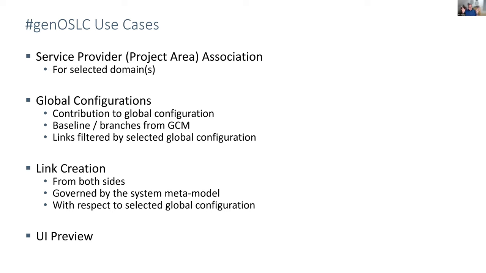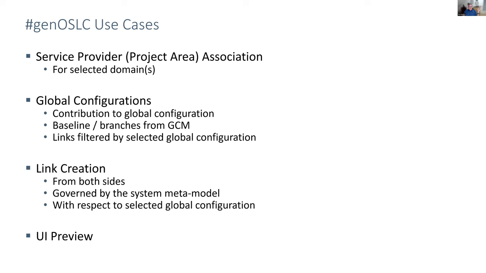Link creation from both sides. That means if I'm in one tool, I can create a link on the other side. If you're in your native tool that genOSLC is supporting, then you can create a link from that side. And this link creation is governed by the customizable system meta-model, and of course with respect to the selected global configuration. That means we'll create the link in the right place. We'll either create it on the local side if it's stored locally, or we'll create it with a get and a put on the other side if it's stored there. Again, that's all configured in the system meta-model, which is customizable.